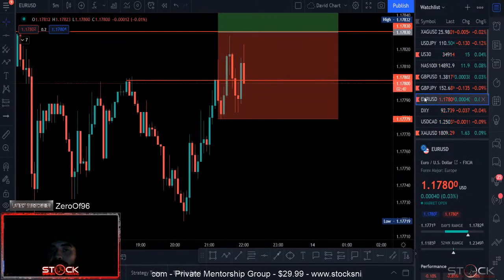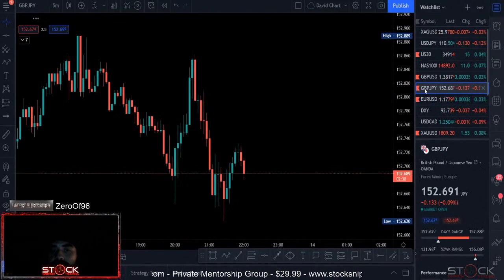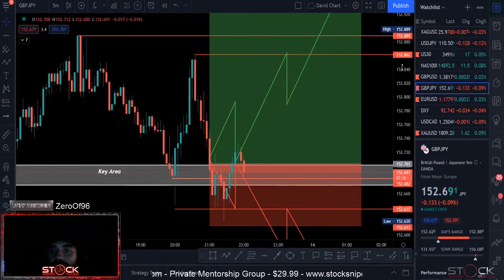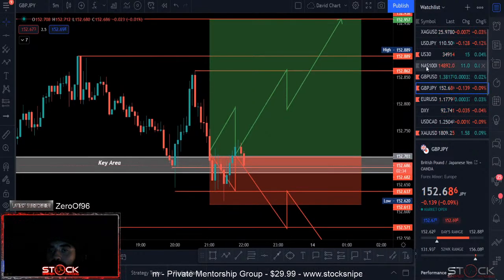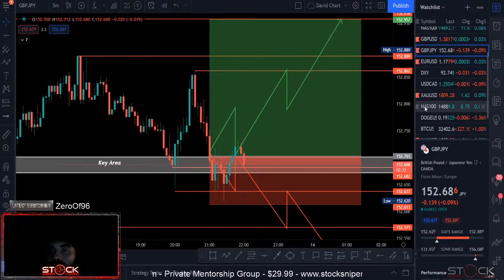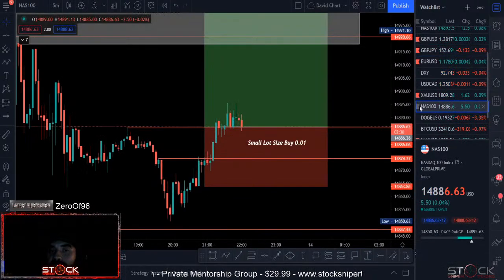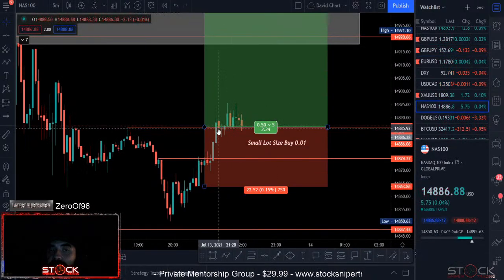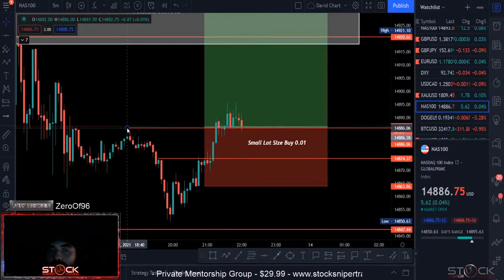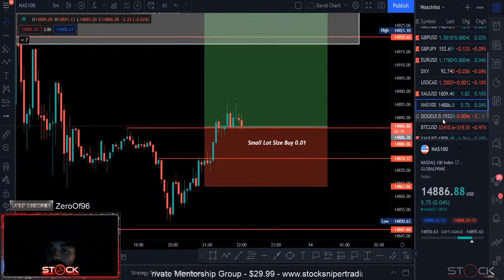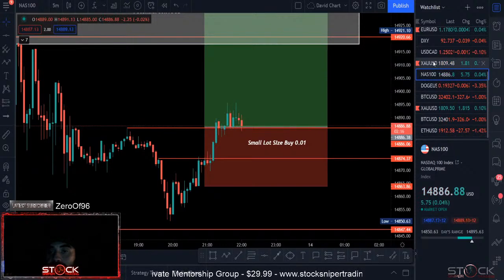Euro selling off again, okay? GJ selling off, okay? NASDAQ is retesting key areas, guys. See how the previous resistance now becomes previous support, all right? I'm not in anything right now. I'm just watching for the next potential move to happen, okay?